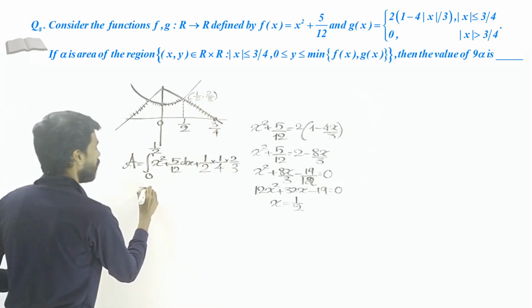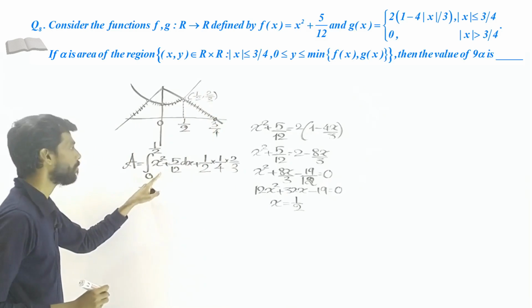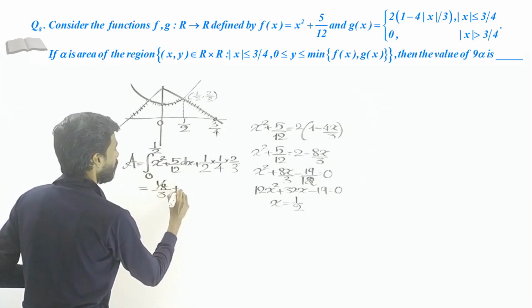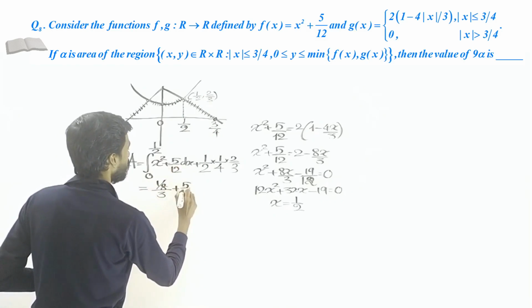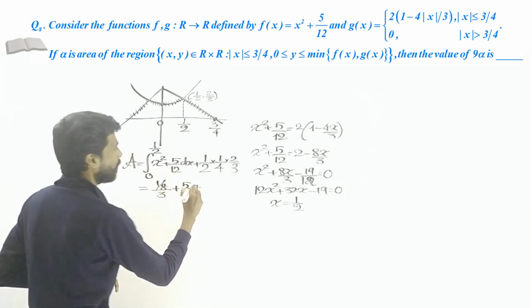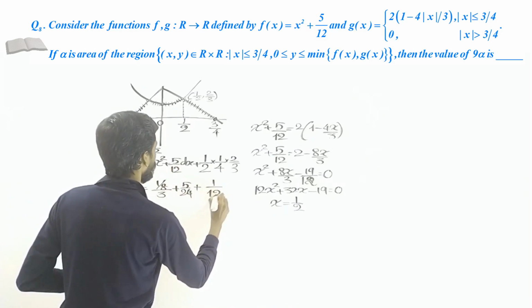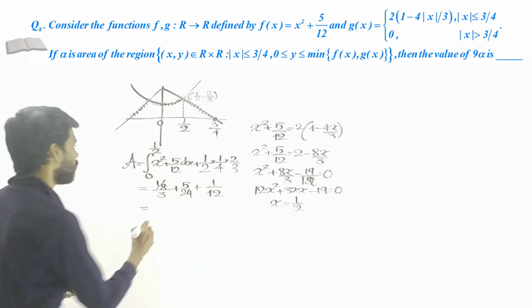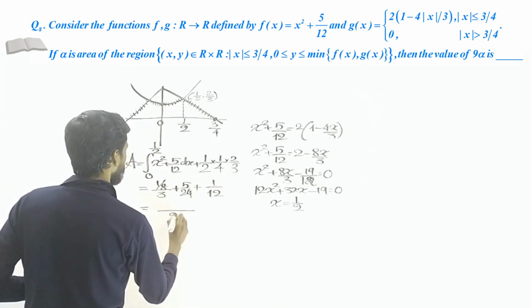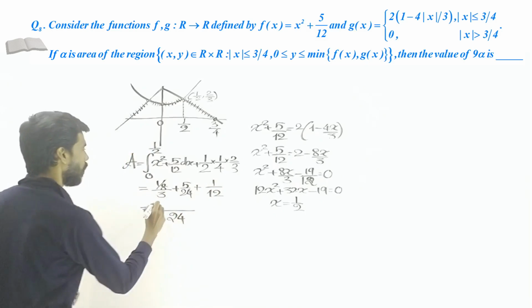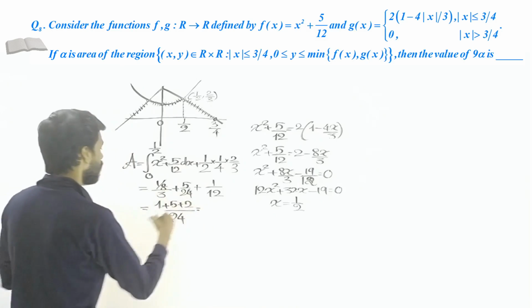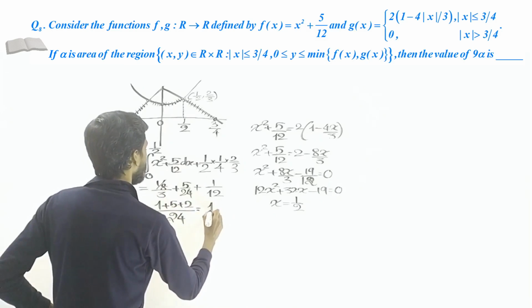So let us simplify this. So this equals x cube divided by 3. So x cube is what? 1 by 8 divided by 3 plus 5 by 12, so 5 by 24. Okay. Plus this is 1 divided by 12. So that's all. Let's simplify this so we'll get our required answer. This is 24 if you take the common value. So that is 1 plus 5 plus 2, so this equals 8 by 24. So 1 divided by 3.